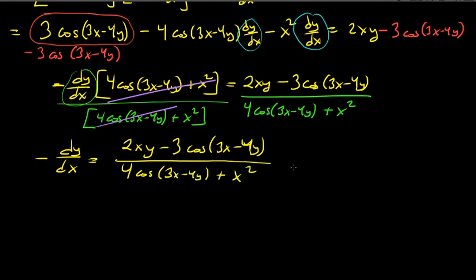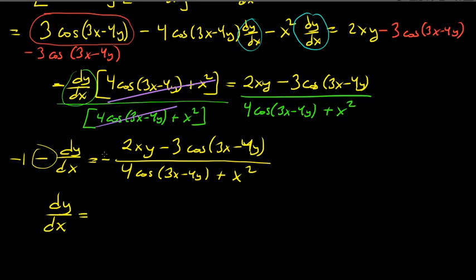Phew. All right. So a lot of writing. But now we have to divide by the negative, right? Or multiply by -1. So multiply by -1 on the left and on the right. And so now we have finally the derivative of y with respect to x. It's just equal to all of this.